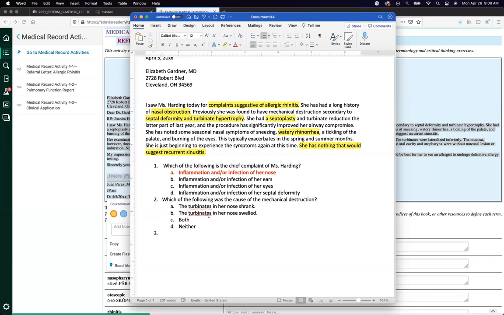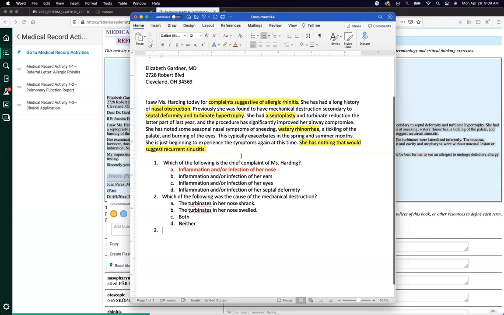That's a typical question that you'll see on a final, and this is a typical NCLEX type question. I switched it up because it's too easy. Hypertrophy: hyper, increase; trophy, growth.